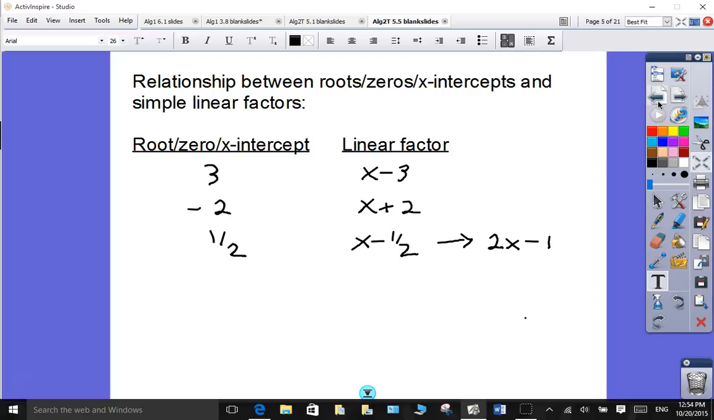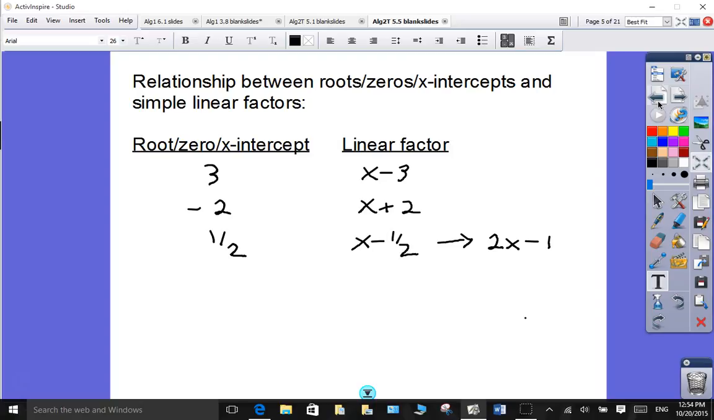If this is a negative number, if the zero is negative 2, then the linear factor is x plus 2, because negative 2 plus 2 is 0. Or another way to think of it is x minus negative 2. If the zero or root is 1/2, then the linear factor can be x minus 1/2. Because what do you get if you plug in 1/2 for x here?